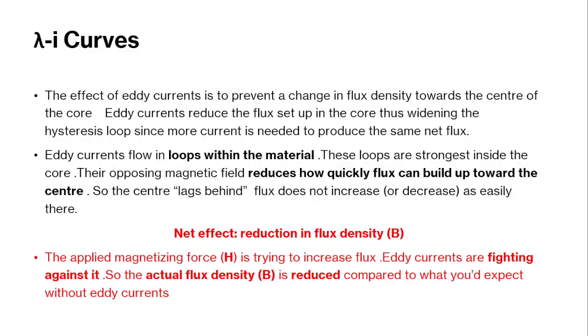That's why you want to use the lambda-I curve to see the difference. The BH curve will give you how the field intensity and the flux density change. The lambda-I curve will tell you how the current and the flux linkage change with respect to each other. It's the same curve, just a different representation of the variables.